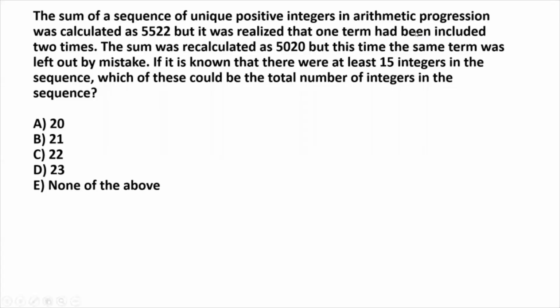The sum of a sequence of unique positive integers in arithmetic progression was calculated as 5522. But it was realized that one term had been included 2 times. The sum was recalculated as 5020, but this time the same term was left out by mistake. If it is known that there were at least 15 integers in the sequence, which of these could be the total number of integers in the sequence?